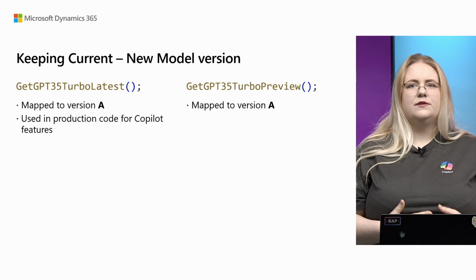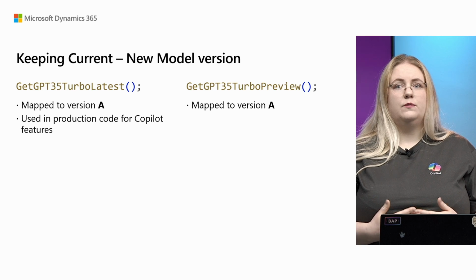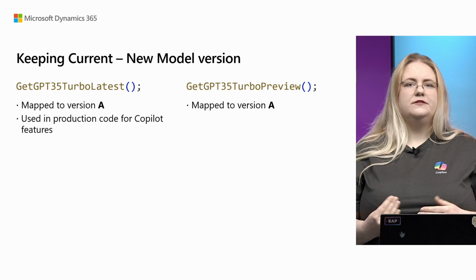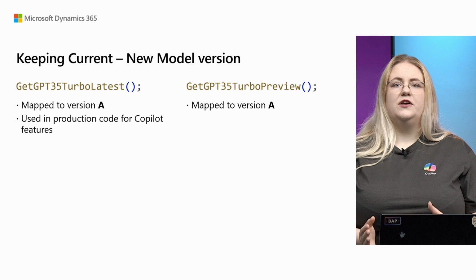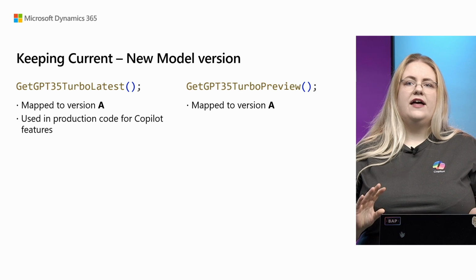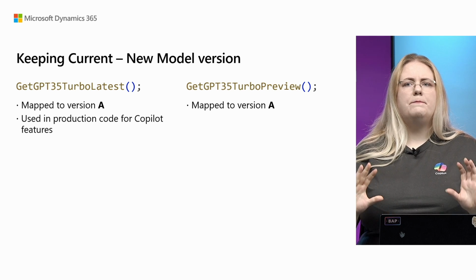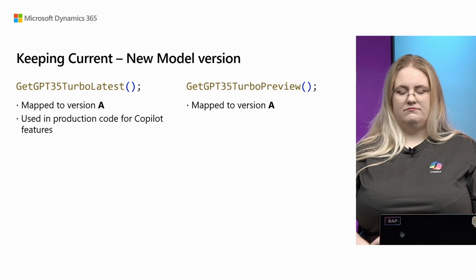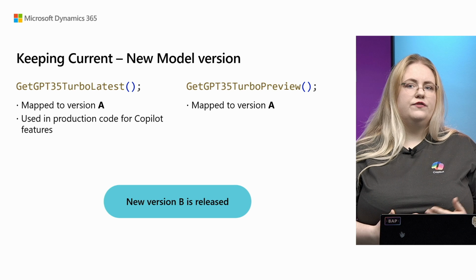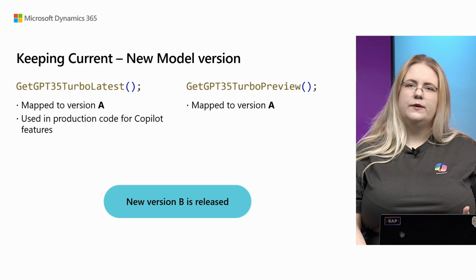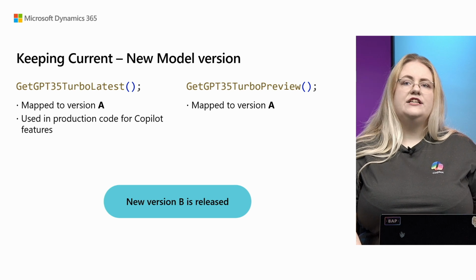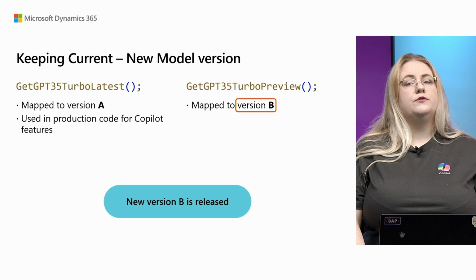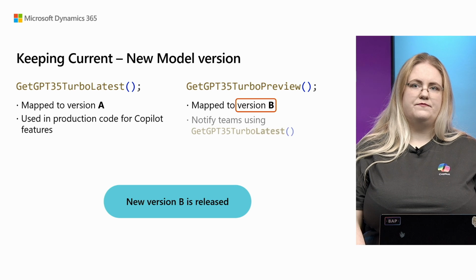So let's talk about the process that we implement when a new model version arrives. Let's say currently in production, my feature uses the Turbo latest and the Turbo preview functions. Both of the strings map to the model version A. And then a new version B is released. So what do I do? First, I change the mapping of the preview function to map to version B, the newly released version.